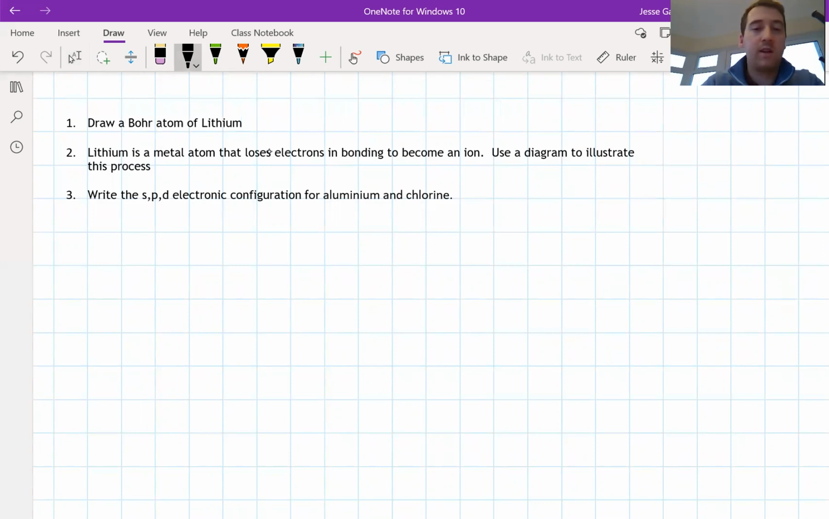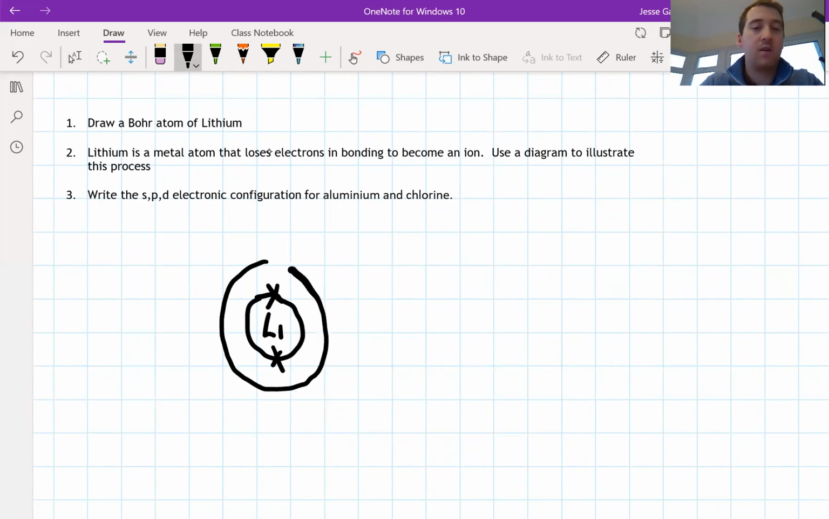So lithium looks like this. We've got lithium in the nucleus. We've got lithium and our electrons. We've got 2 in the first shell, and lithium has 3 electrons altogether because it's got an atomic number of 3. It's got 1 in a second shell like that. So 2 electrons in the first energy level and 1 electron in the second energy level, just like that.